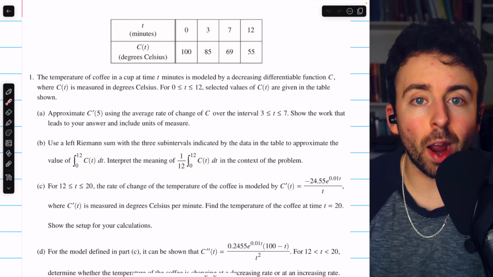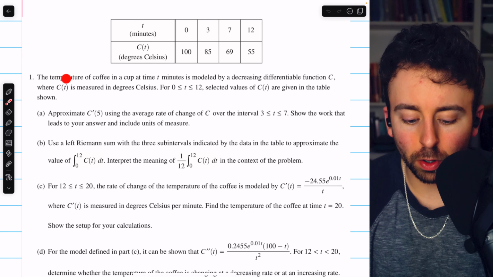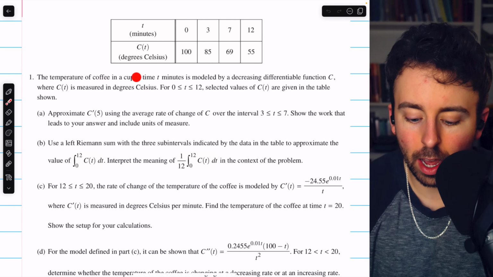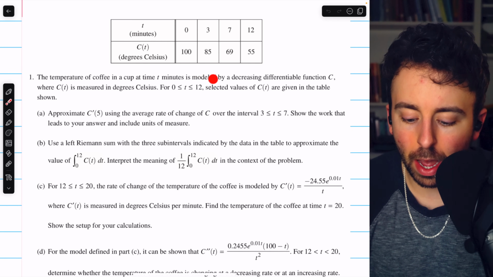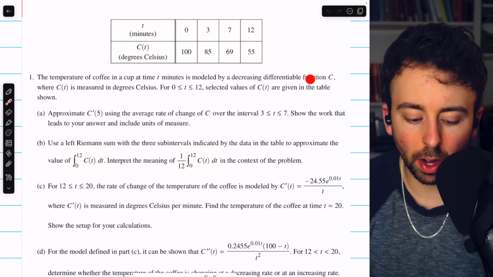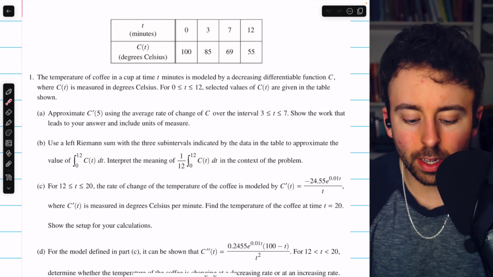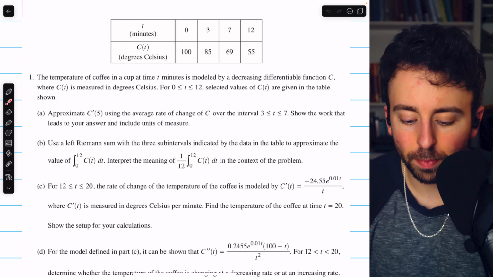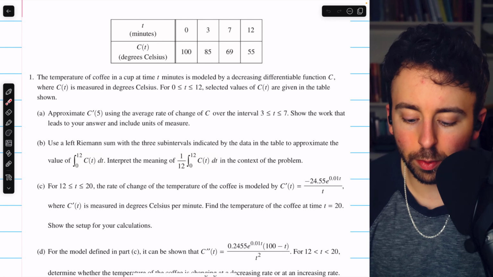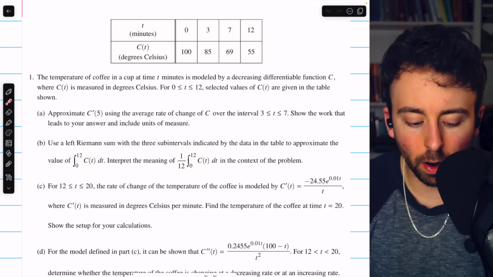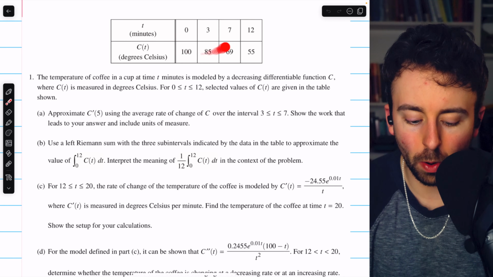Let's begin with problem 1. The temperature of coffee in a cup at time t minutes is modeled by a decreasing differentiable function c, where c of t is measured in degrees Celsius. For t between 0 and 12, selected values of c of t are given in the table shown.